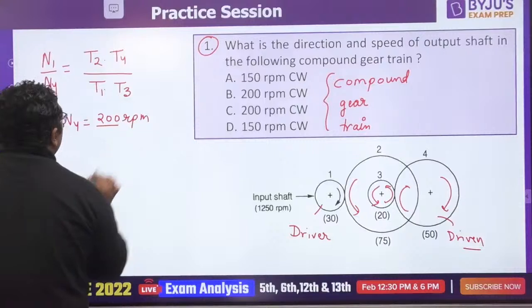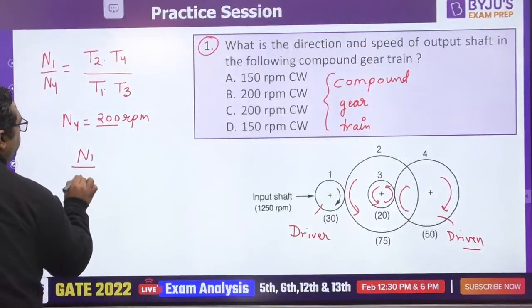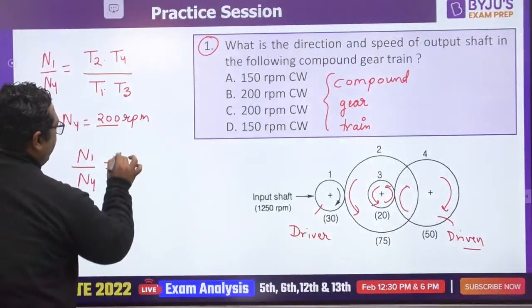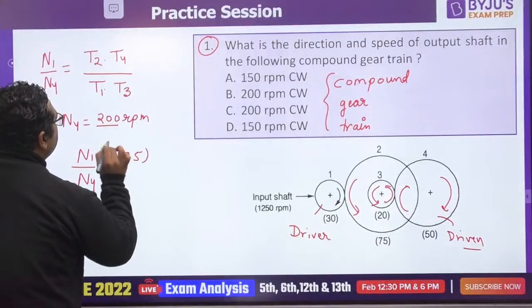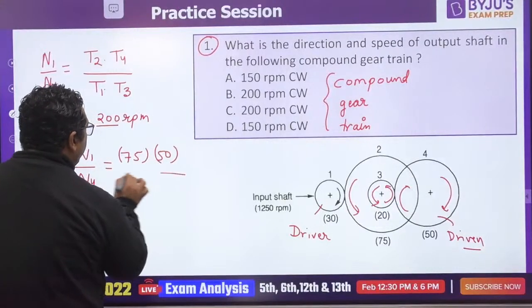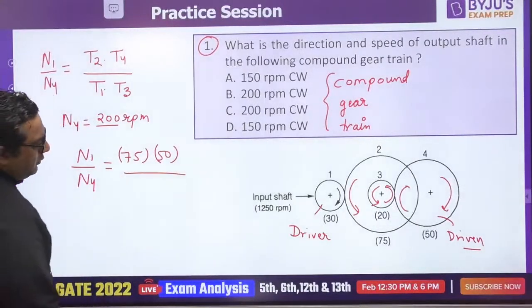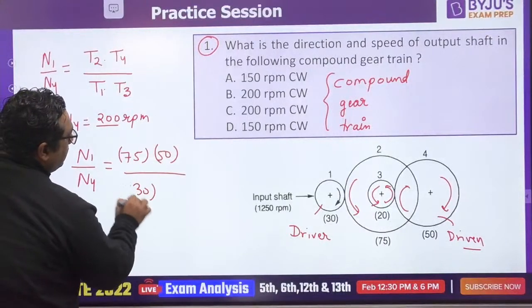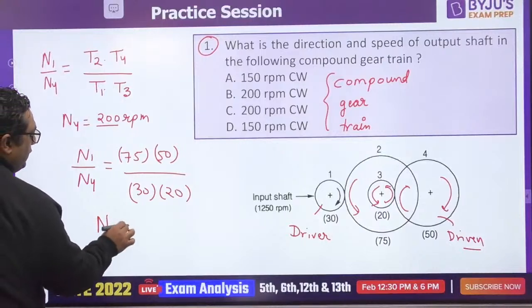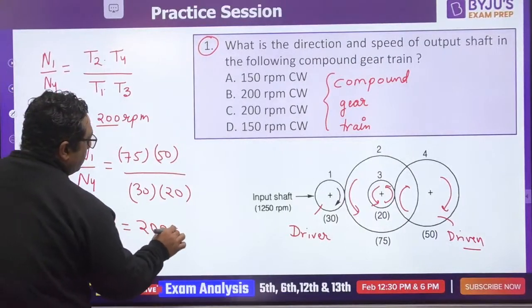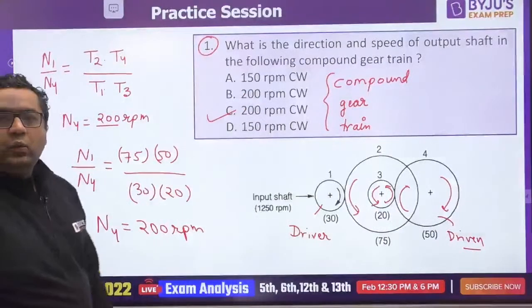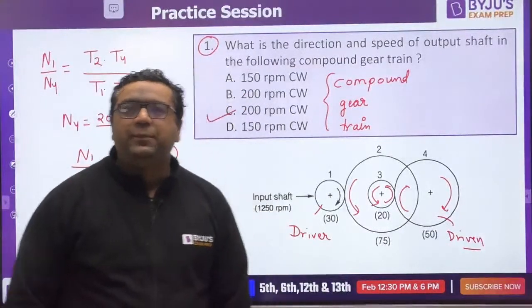As you put the value N1 by N4, the number of teeth on second are 75, the number of teeth on fourth are 50, the number of teeth on 1 are 30, third are 20. So you would be getting N4 to be 200. Clockwise, C would be the right answer. Very good guys.